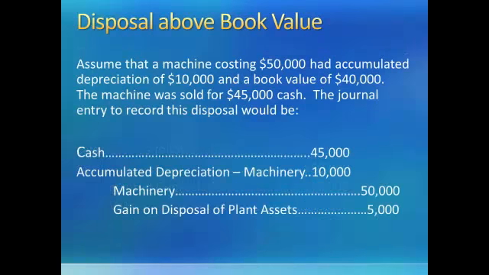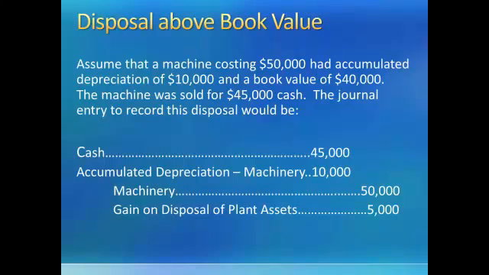The journal entry to record this transaction is to debit cash for the amount of cash received, debit accumulated depreciation for the total balance in the accumulated depreciation, and credit machine for the total balance in the machine account. Then we still need a credit of $5,000. That credit of $5,000 is put to gain on the disposal of plant assets.